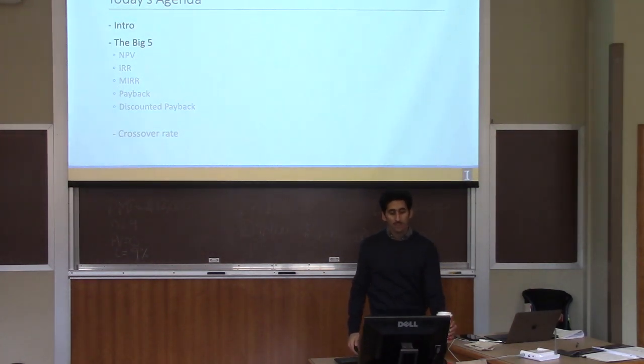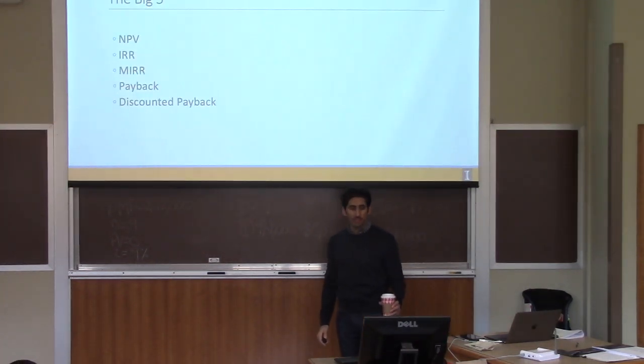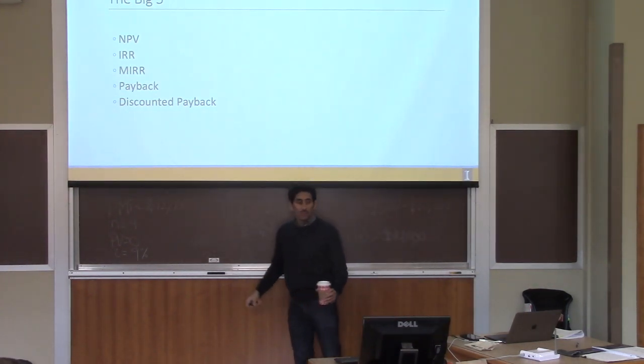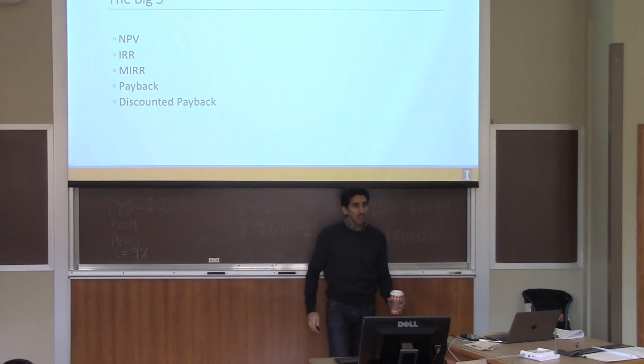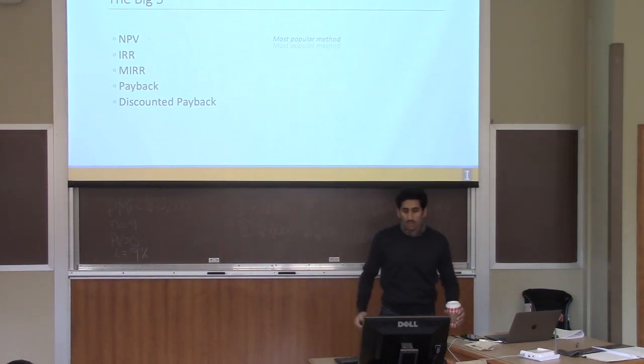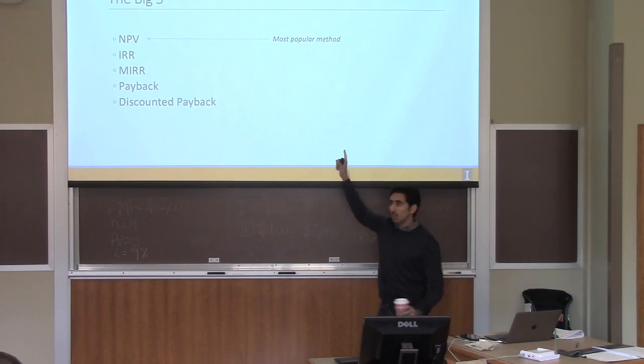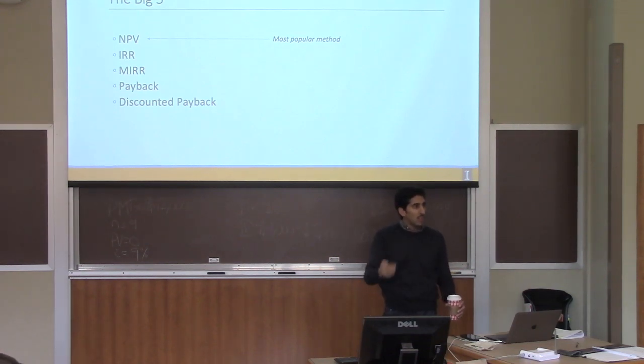Let's start. So, the big five. The big five are these. You have the NPV, the net present value. This is by far the most popular method and the most important. Okay? You have the IRR and the MIRR.